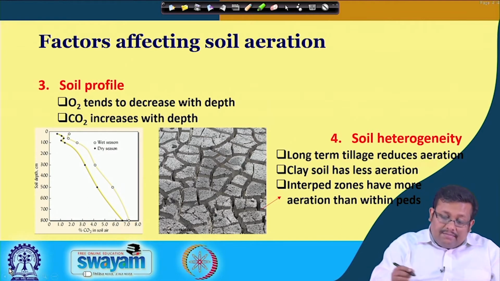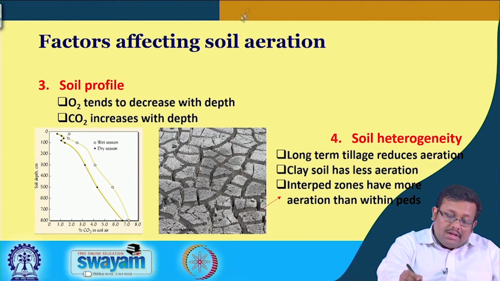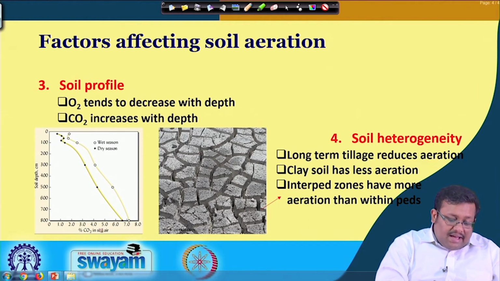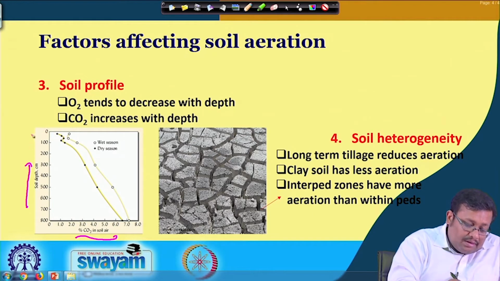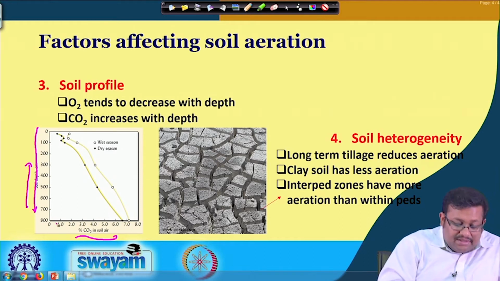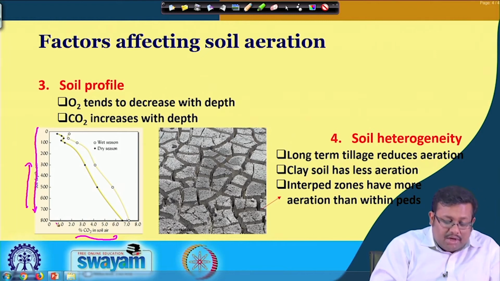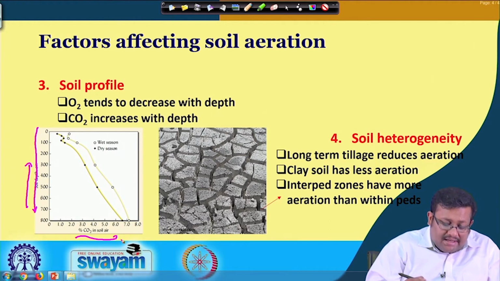So you can see that clearly in this graph, if we plot the percentage of carbon dioxide on the x axis, and on the y axis the soil depth in centimeter, you will see that with the increase in depth from 0 to 800 centimeter, the percentage of carbon dioxide in the soil air is increasing, and this increase in carbon dioxide in soil air is higher in the wet season than in the dry season.